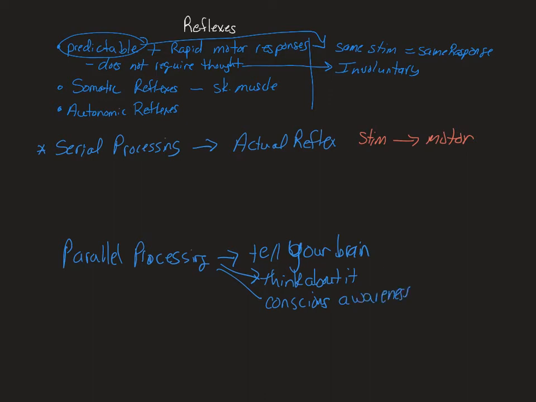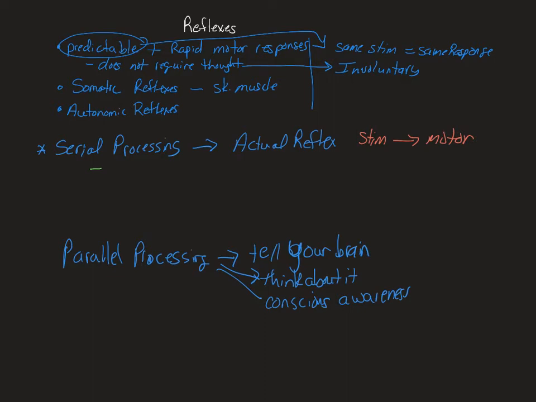Now, there are some reflexes that we don't have conscious awareness of, like when we eject bile into our duodenum, you don't then get a notice to your brain saying, oh, by the way, I put some bile in there so you could digest dinner. But some have parallel processing.